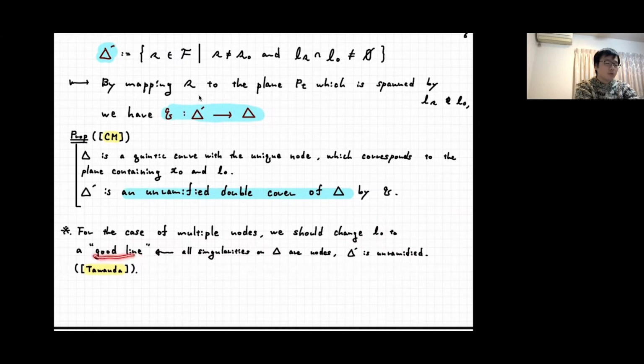So the meaning of the good line is originally defined in Tohanda's paper as a condition that all singularities in delta are nodes and the delta prime is unramified. Okay, but here in the paper, this condition is observed in detail.